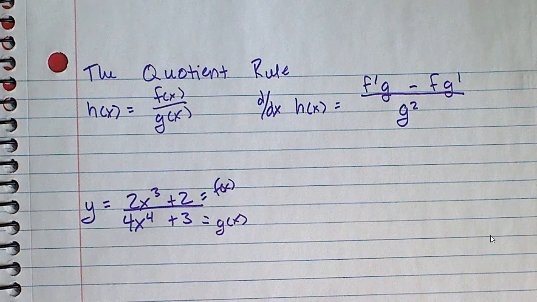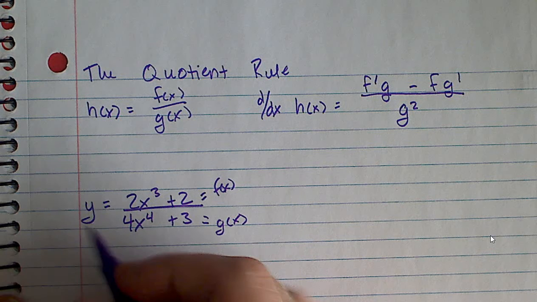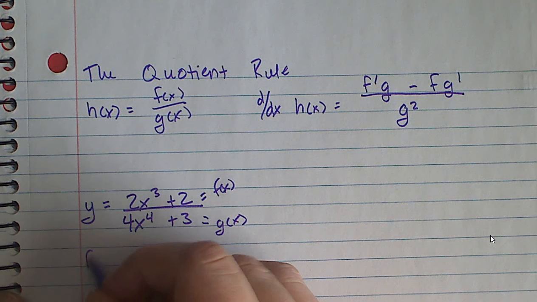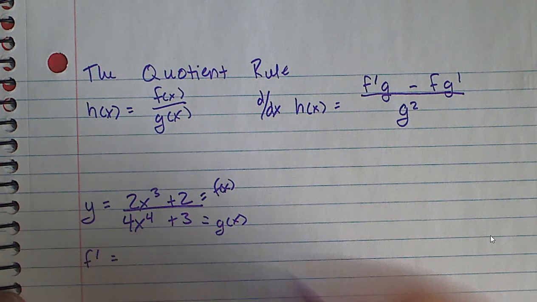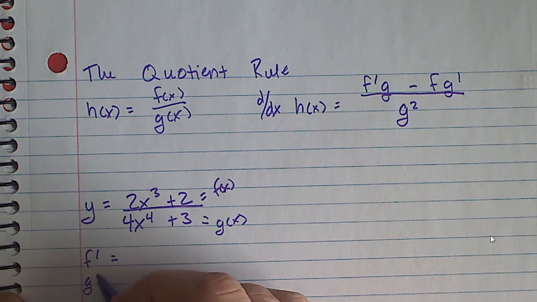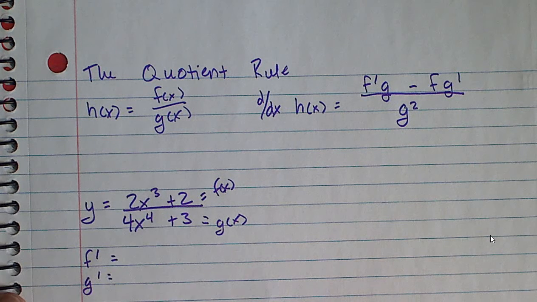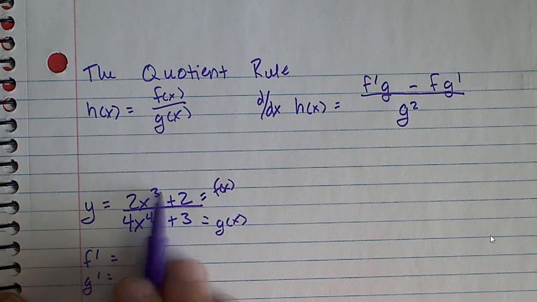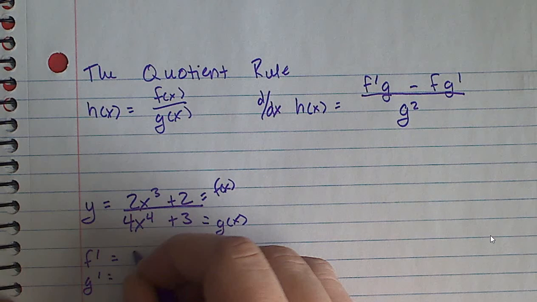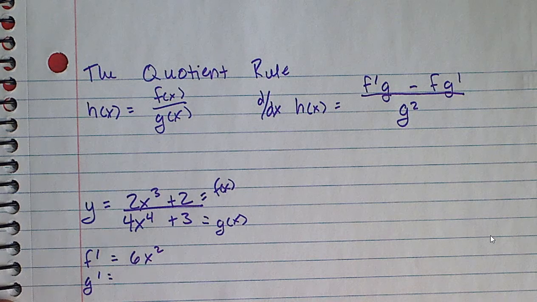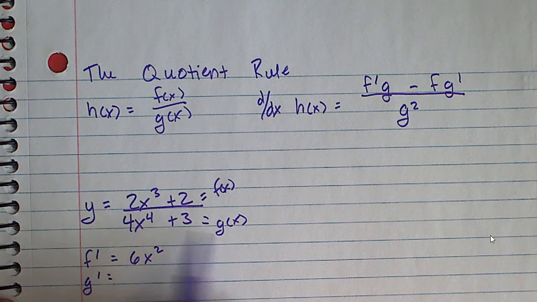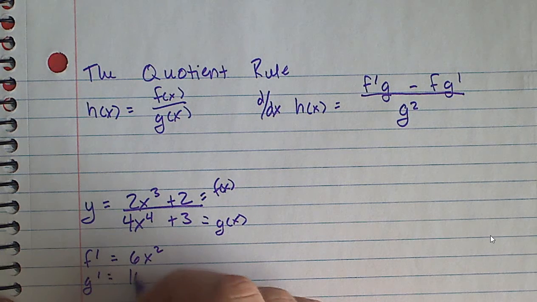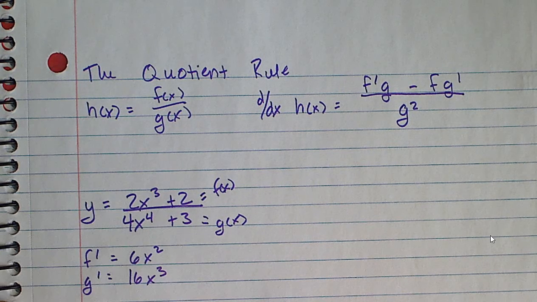So to make my life a little simpler, first thing I'm going to do is find out what the derivative of f of x is, so f prime, and then I'll find the derivative of g of x. So the derivative of f of x is, just using the power rule, I get 6x squared, and then the derivative of g of x would be 16x to the third. Alright, cool. So far it's not so bad.